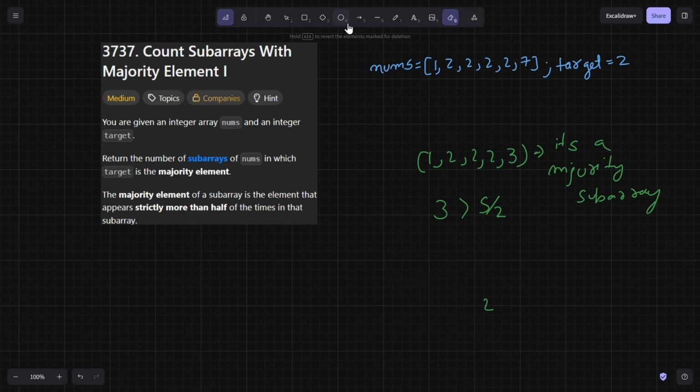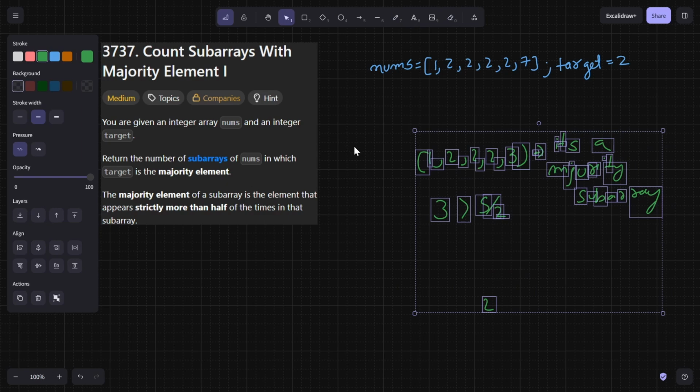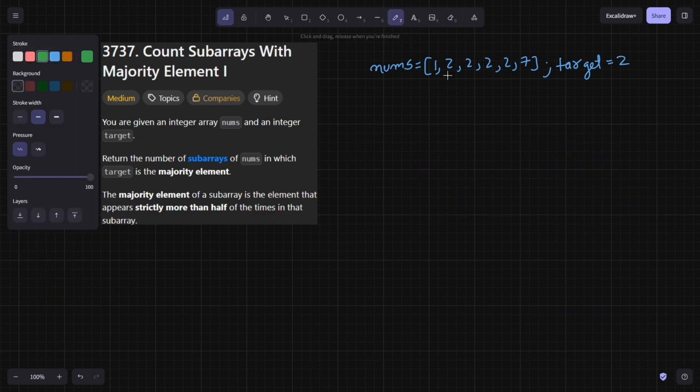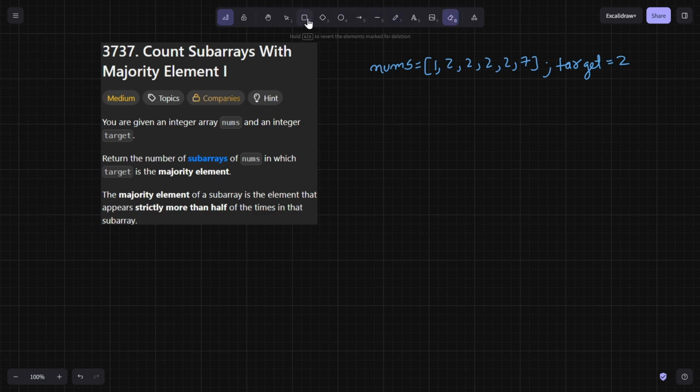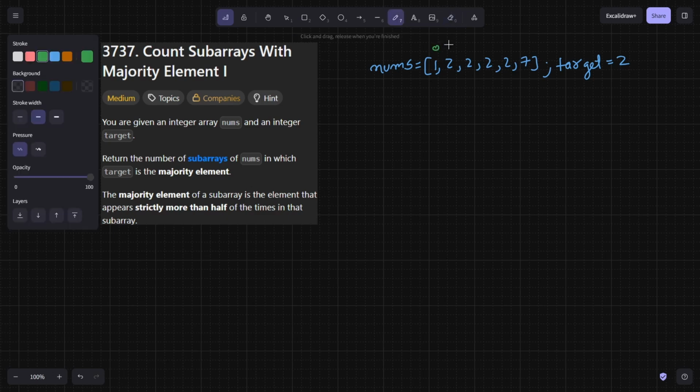If we see the example we are given, how many subarrays can there be? Let's consider the indices first. So the indices are 0 1 2 3 4 5. We can have one subarray from 1 to 1. Here 1 to 1 has 2, so the number of targets is 1 and the total number of elements is 1. So 1 is greater than 1 by 2.